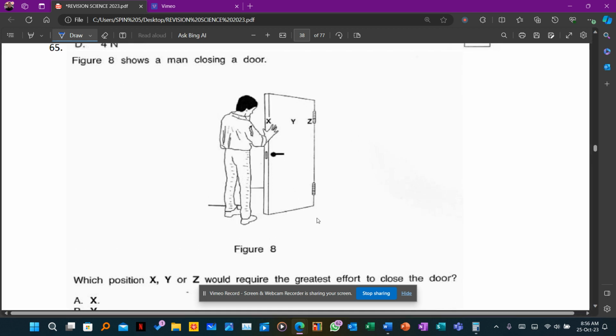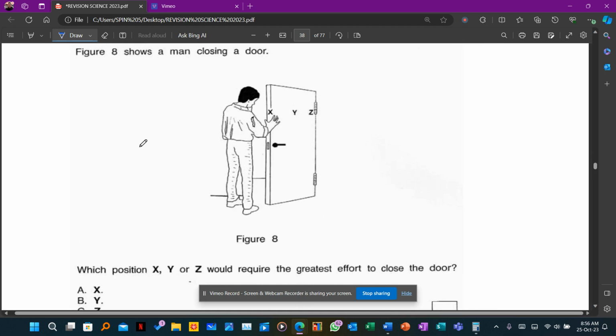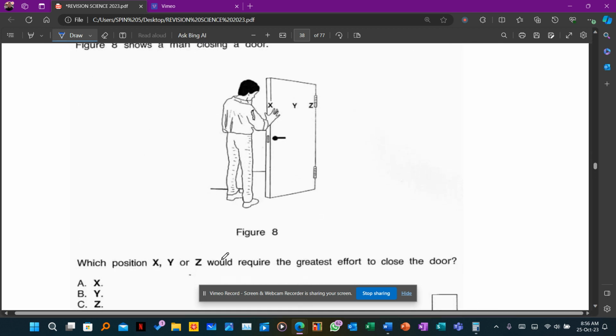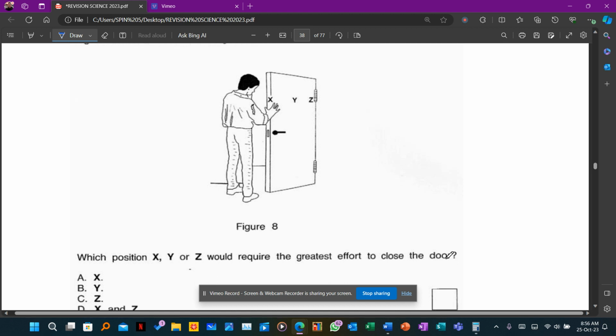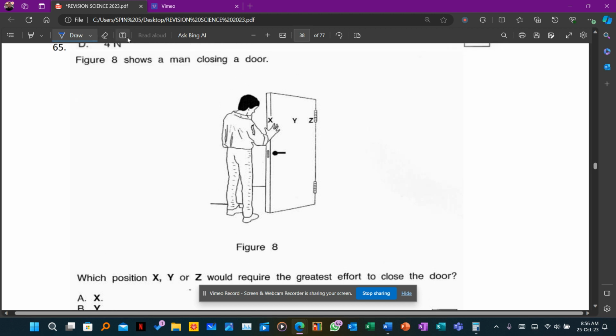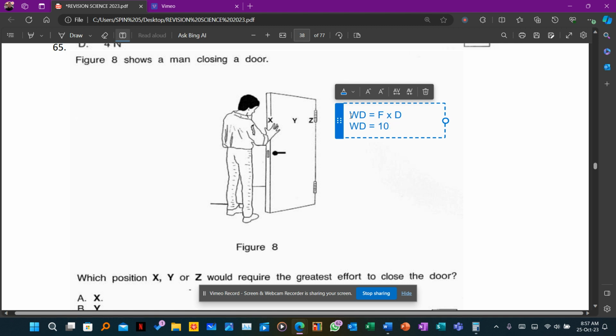And this one is another tricky one. It says which position X, Y, and Z would require the greatest effort to close the door. So once again, this one is actually work done equal to force times distance. You have to think of it like this. Force will be the same. It's the same person using the same amount of energy, 10 Newton, and then you have to look at the distance where he pushed it.